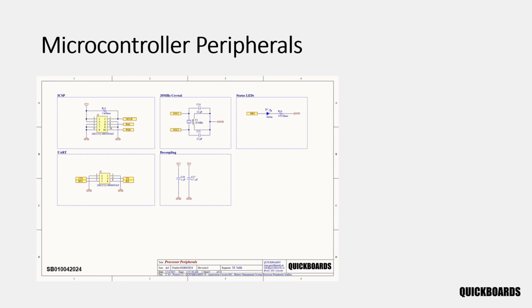The second schematic within the PIC24 block contains the microcontroller's peripheral circuits. This includes the in-circuit serial programming port, a 20 MHz crystal oscillator, a status LED, UART receive and transmit ports, and several decoupling capacitors for power stability.